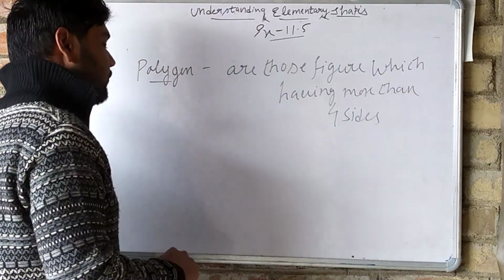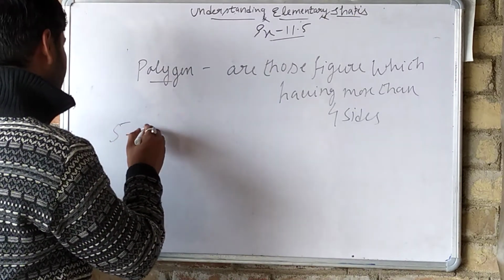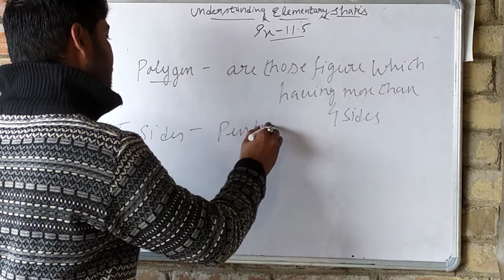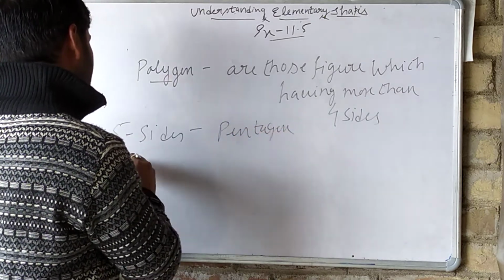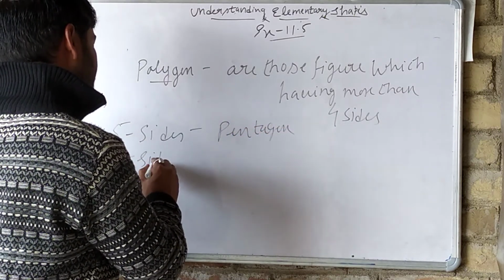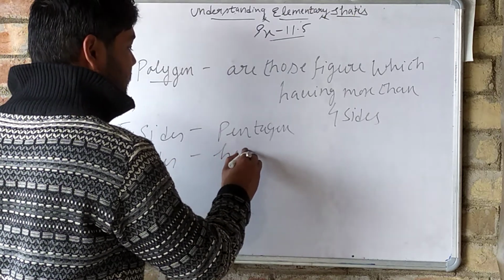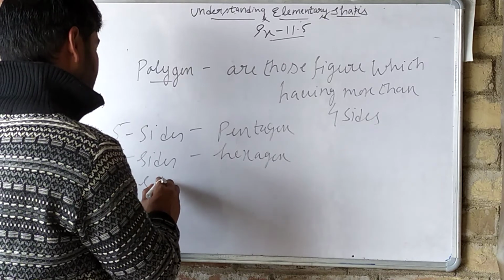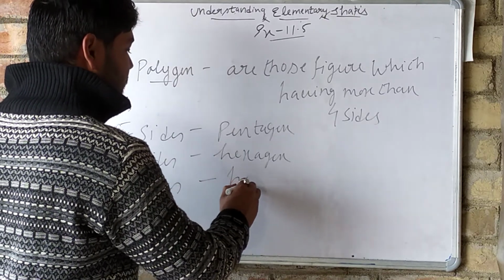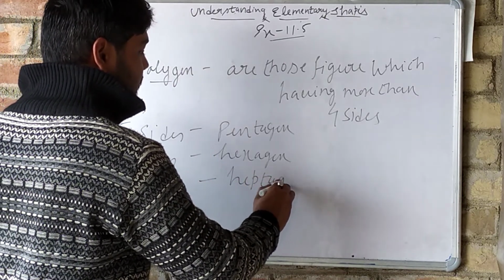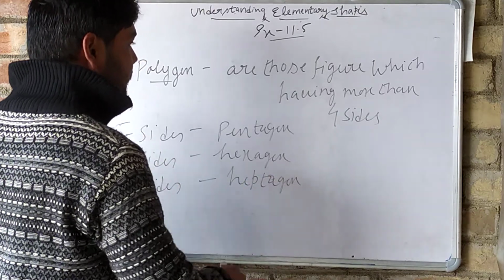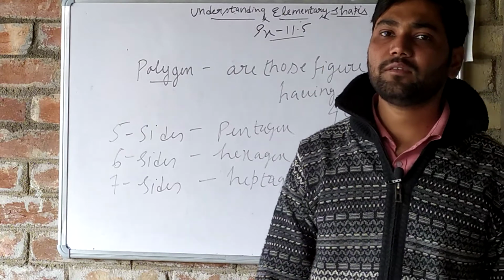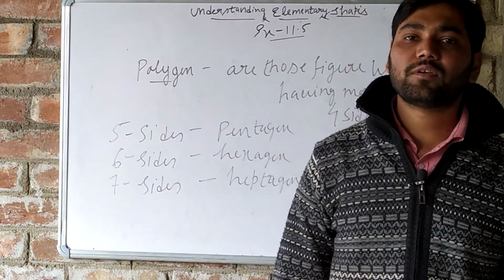More than 4 sides means 5 sides, which is a pentagon, 6 sides, hexagon, 7 sides, heptagon. Like this only. That means a figure with more than 4 sides is known as a polygon.